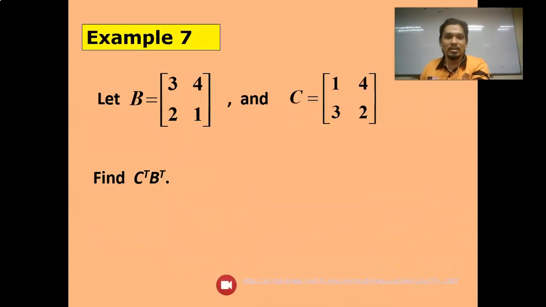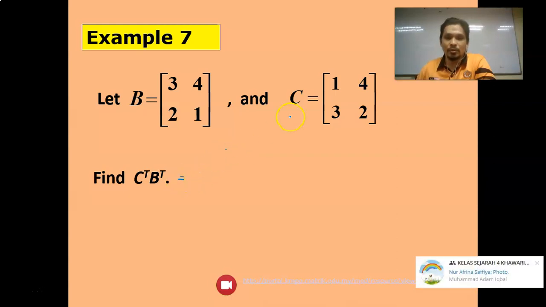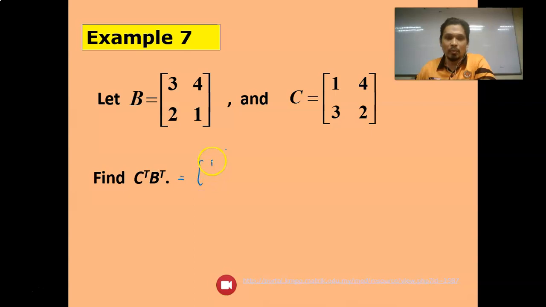So then find C transpose times B transpose. Okay, so I just write it here. C transpose, for this is the matrix of C, so C transpose equal to 1, 4, 3, 2. Okay. And then B transpose, this is the matrix of B, so B transpose, the elements in the row turn into column: 3, 4, 2, 1. Okay, the rest as usual.